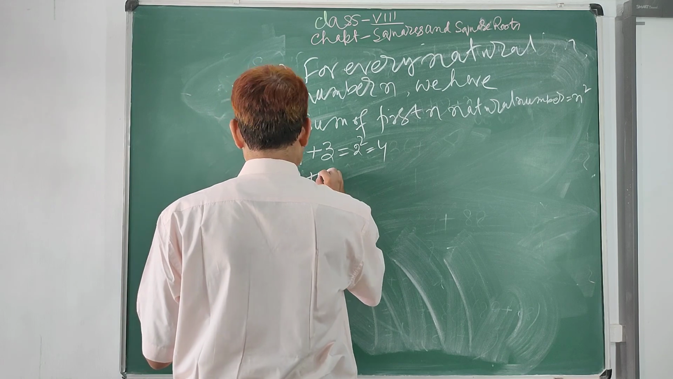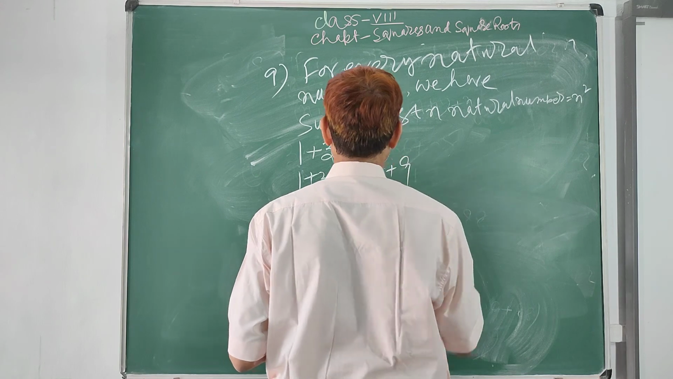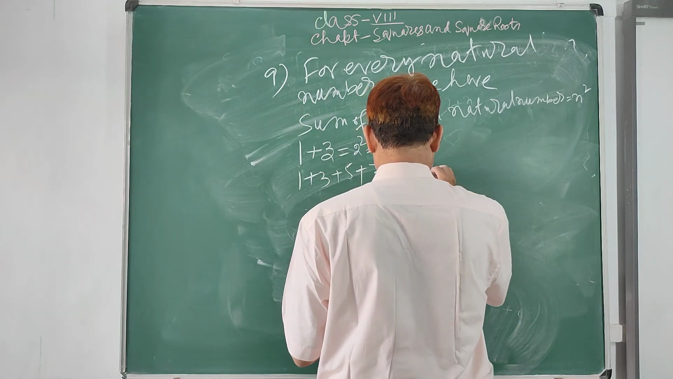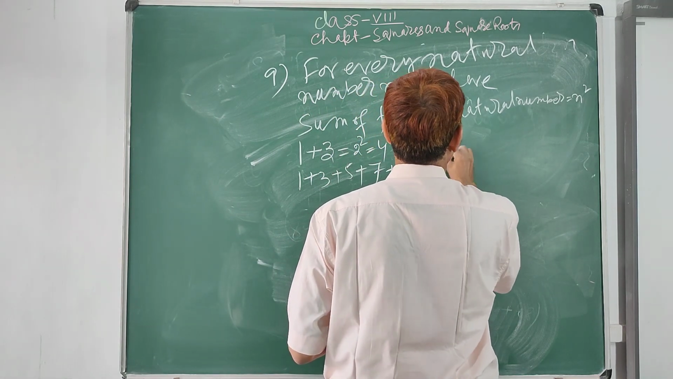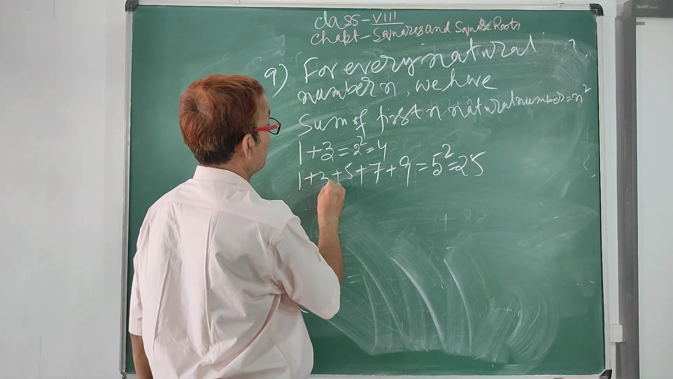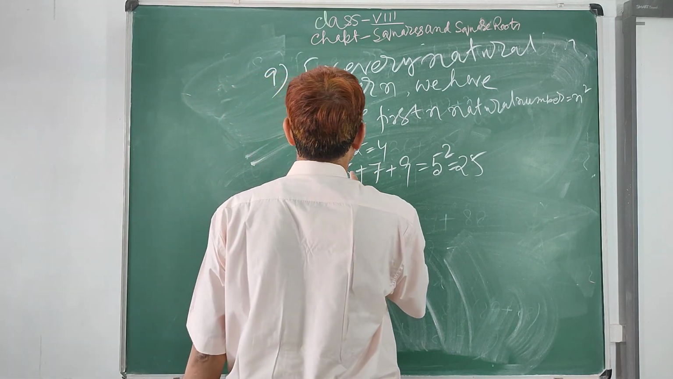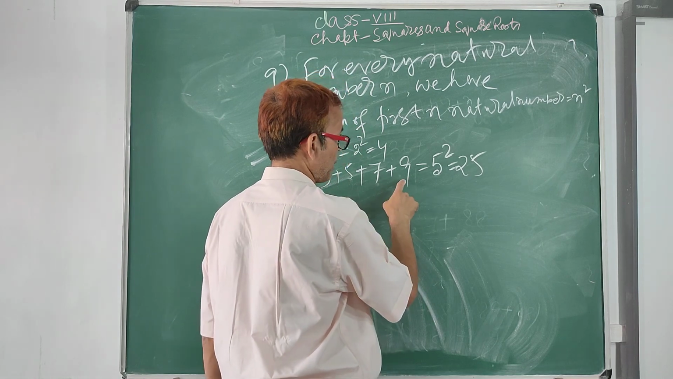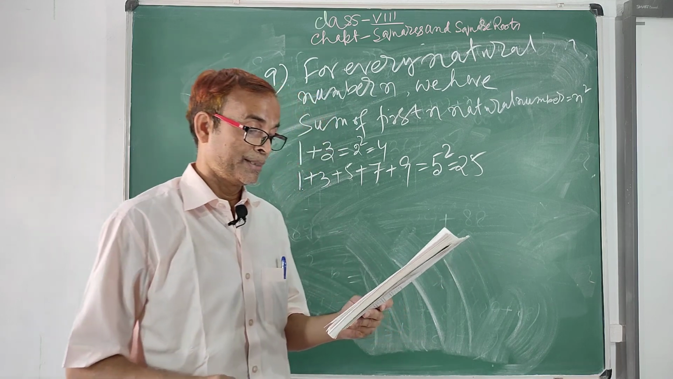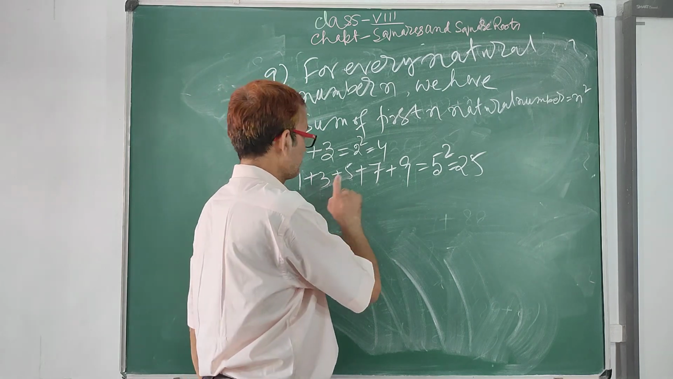Here 1 plus 3 plus 5 plus 7 plus 9. Here the number of terms is 1, 2, 3, 4, 5. This is equal to 5 square. This is equal to 25. So the sum of the first n odd natural numbers is always n square, meaning number of terms square.